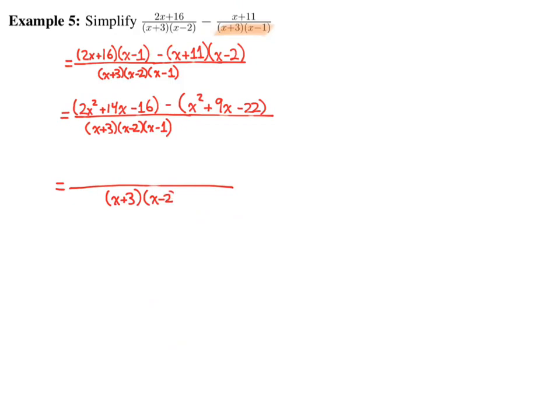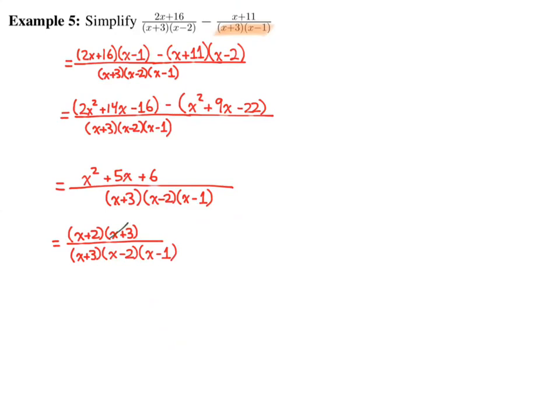So, excuse me, I like this. The denominators stay the same, and then we have 2x squared minus x squared, 14x minus 9x is 5x, negative 16 minus negative 22 is 6: x squared plus 5x plus 6. Of course, you're like, I've got to factor that. I mean, it's calling to you. So that's x plus 2 times x plus 3. The denominator is x plus 3, x minus 2, x minus 1. It's been the same for several minutes.